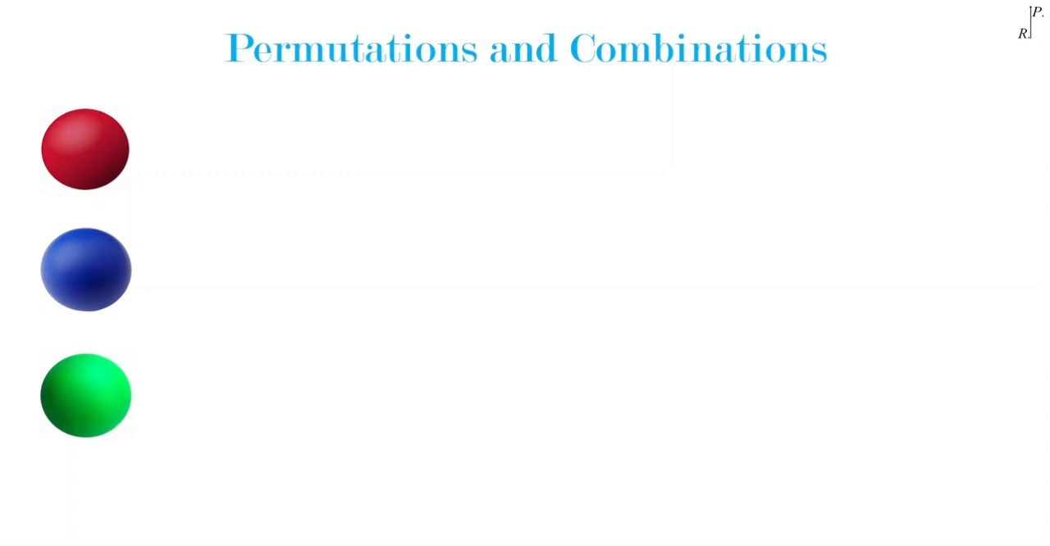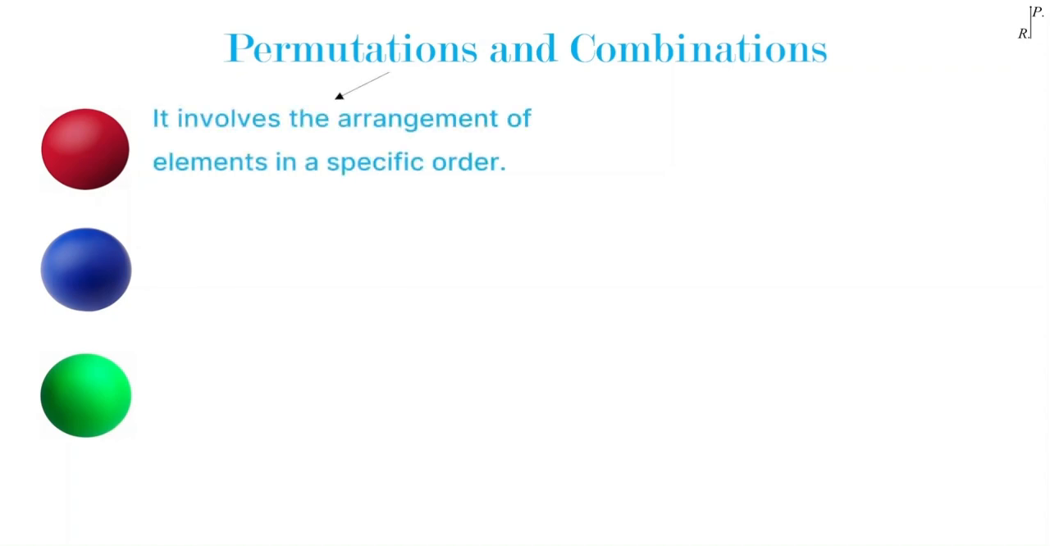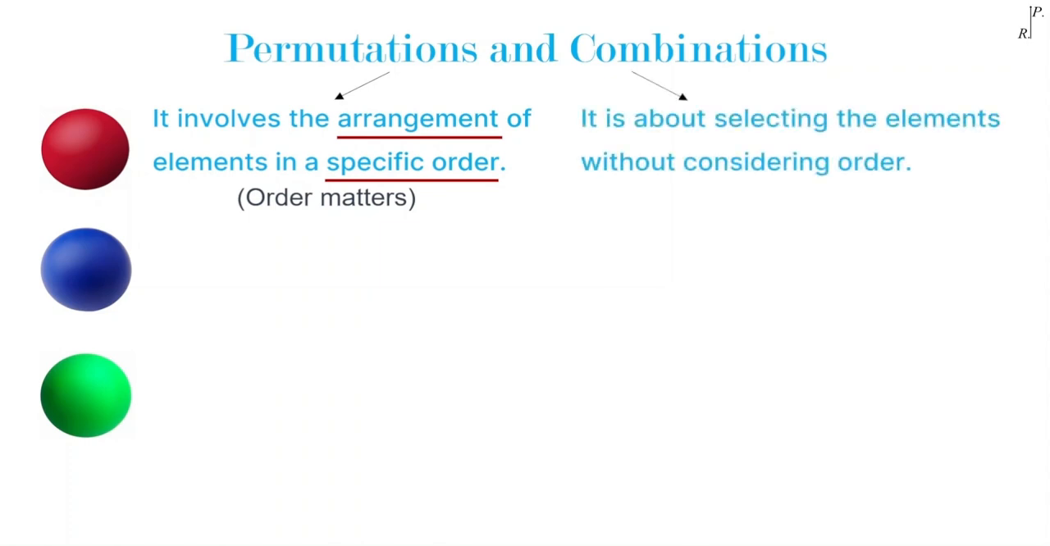So, technically, permutations involve the arrangement of elements in a specific order, and the keywords here are arrangement and specific order. That means the order matters in the case of permutations. For combinations, it is about selecting the elements without considering the order. So, the order doesn't matter in combinations. If you understood this difference between these two, you can very easily conceptualize and solve problems related to permutations and combinations.